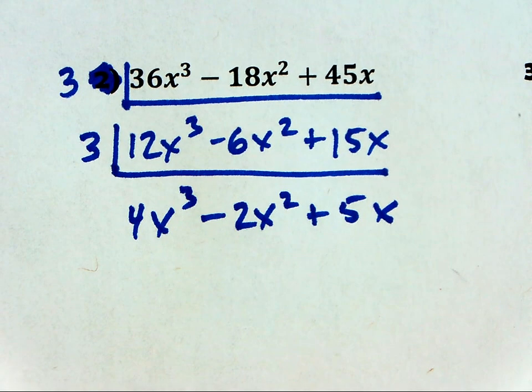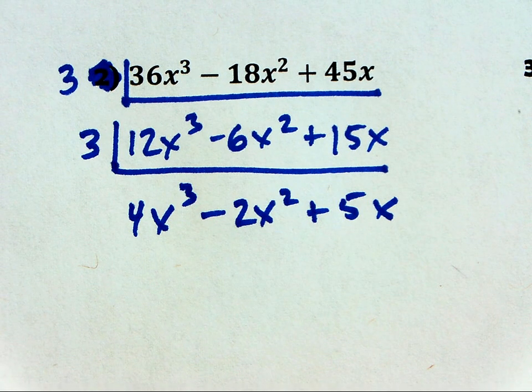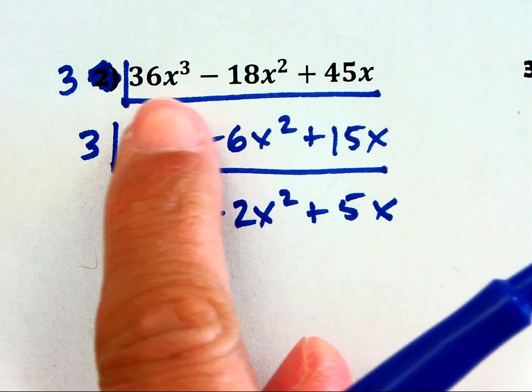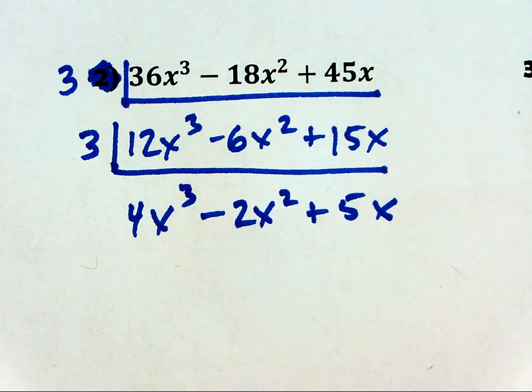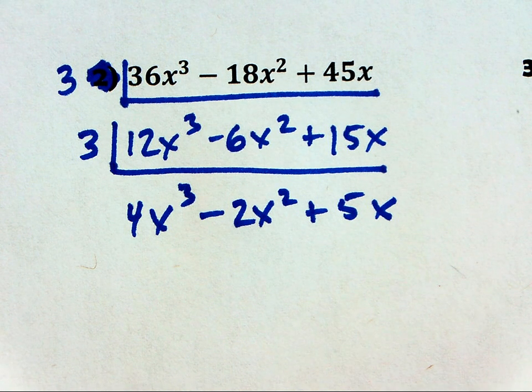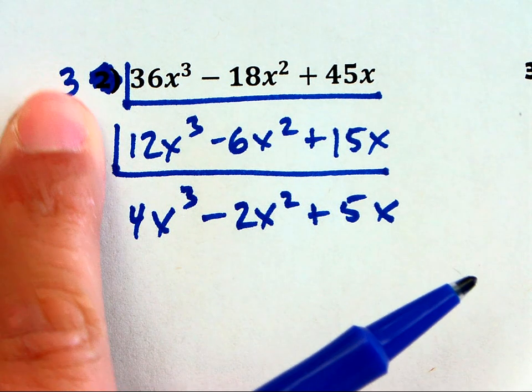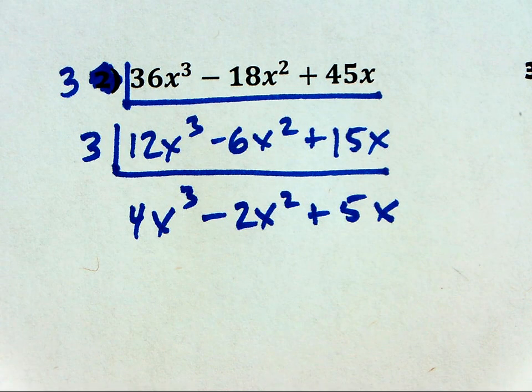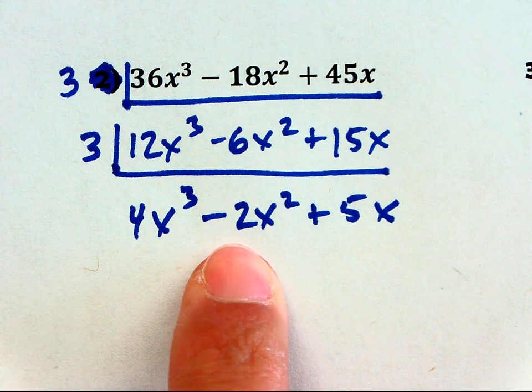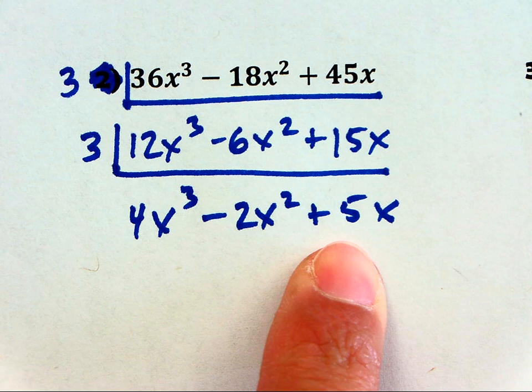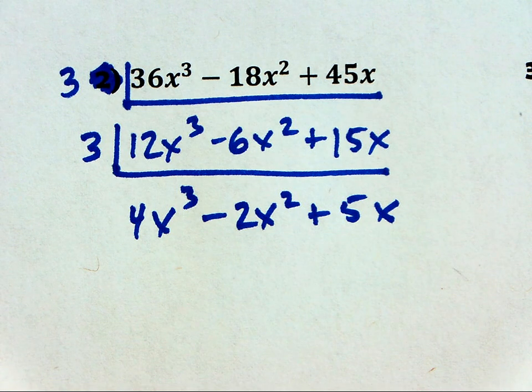So I divided by 3 twice. Maybe you just realized from the get-go that you could have divided by 9, right? 36, 18, and 45 are all divisible by 9. I didn't realize that, but that's okay. I caught it in the end. 3 times 3 is 9. Maybe we can divide by something else. Let's see, 4, 2, those are both even numbers, divisible by 2, but not the 5. So at this point, I think we're done dividing coefficients.